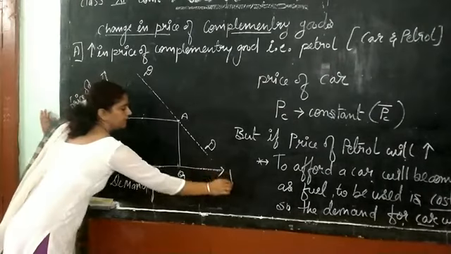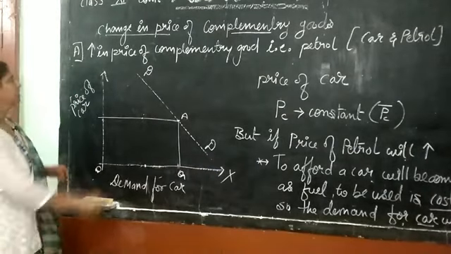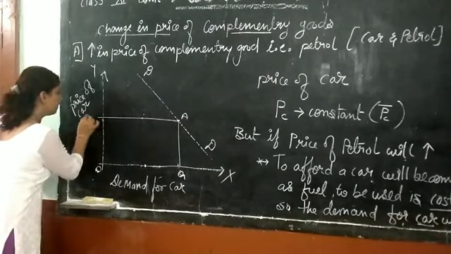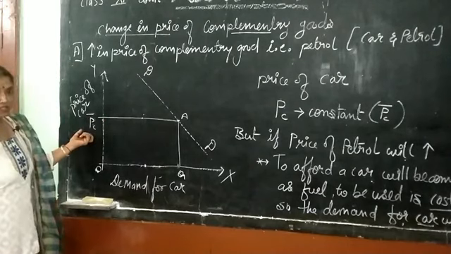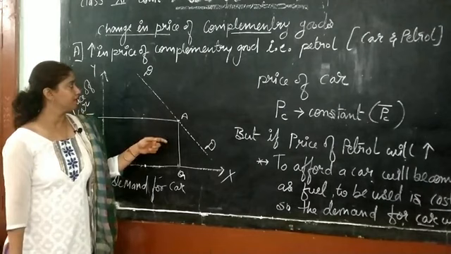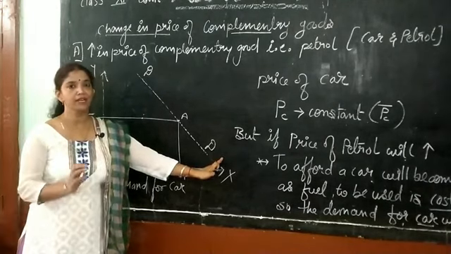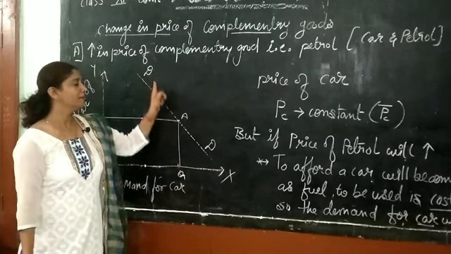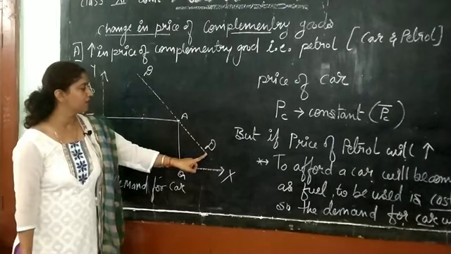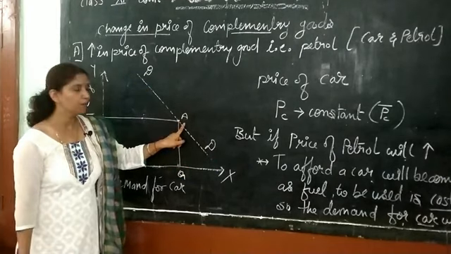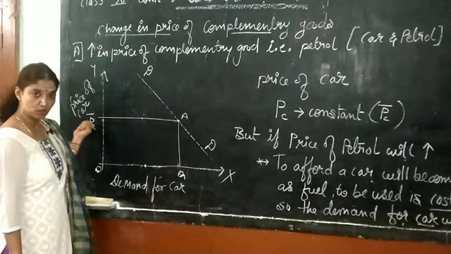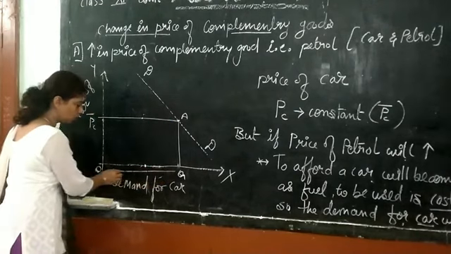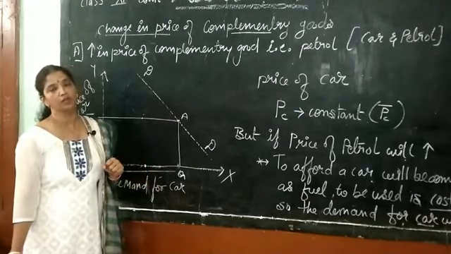On the x-axis we have taken demand for cars, and on the y-axis the price of the car, and we are assuming the price of the car remains constant. With constant price, the previous demand curve is DD, before any change in the price of its complementary good, that is petrol. On this demand curve the consumer is at point A. At the constant price P, consumers in the market are demanding OQ. This is the demand for the commodity.